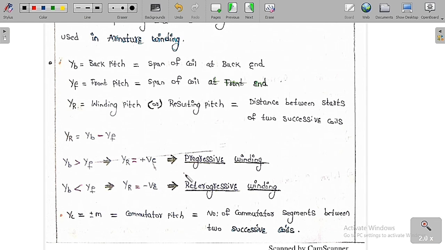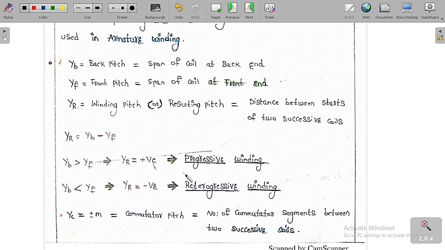YB is called the back pitch, the span of the coil at the back end, and YF is called the front pitch, the span of the coil at the front end. YR is called the winding pitch or the resultant pitch, the distance between the start of two consecutive coils. So YR is equal to YB minus YF. If YB is greater than YF, then YR is positive. It is called the progressive winding, meaning the winding is going to move in the forward direction. If YB is less than YF, then YR is negative. Then simply we can say retrogressive winding, meaning the winding is going to move in the backward direction. This is a very important point that you need to keep remembering, because a lot of questions have been asked on this concept.